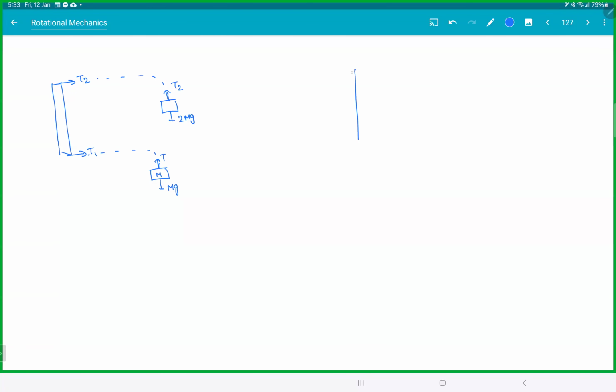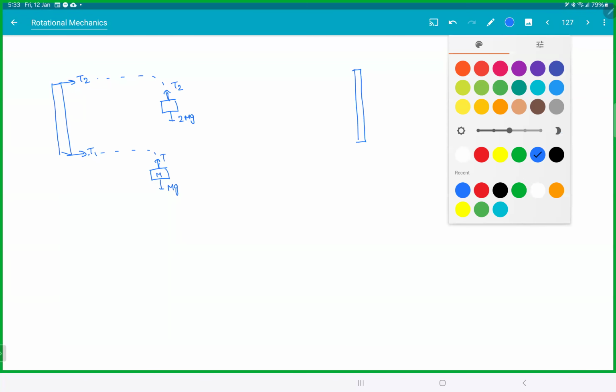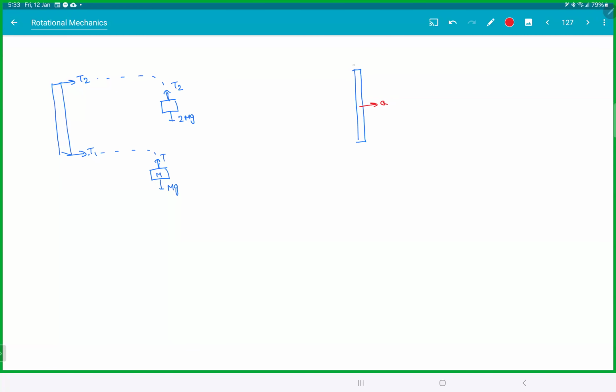Next thing, acceleration profile. Let this rod go with A and rotate with alpha. That means this topmost point is going with A plus L by 2 alpha, and this bottommost point is going with A minus L by 2 alpha. Since the blocks are connected to the string, this one should have an acceleration A plus L by 2 alpha, and this one should have an acceleration A minus L by 2 alpha.